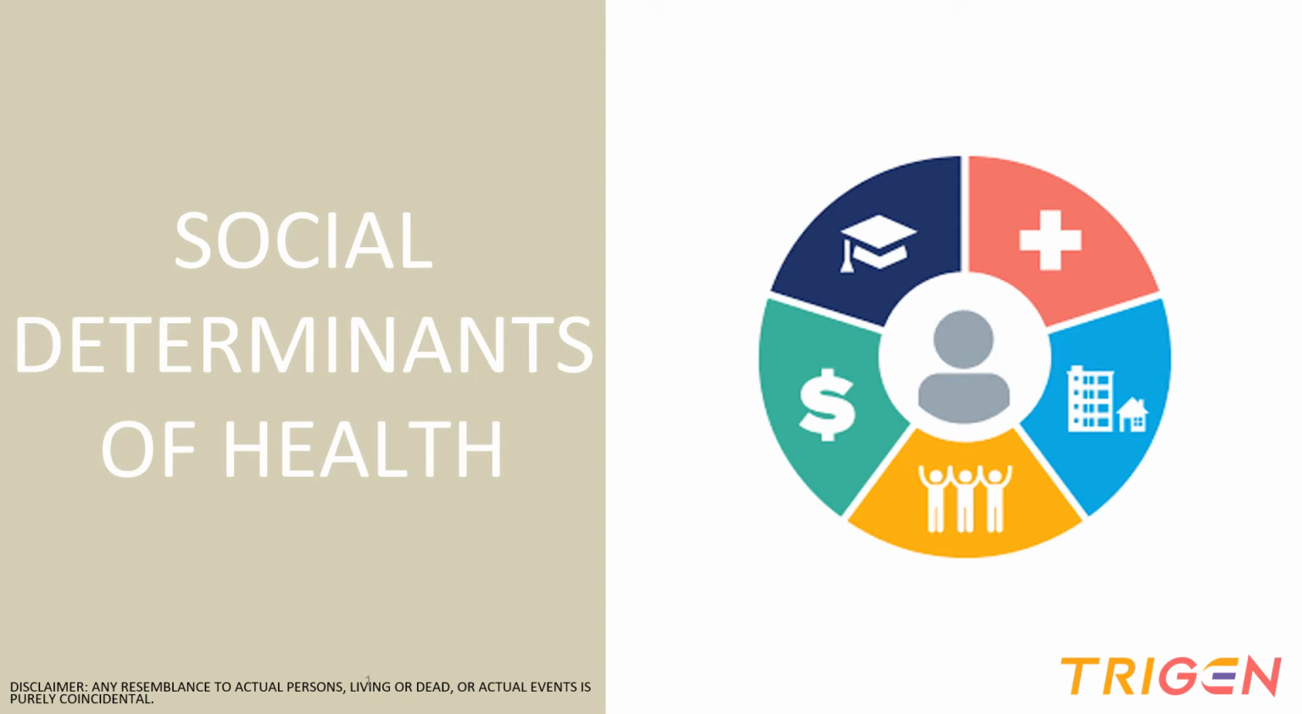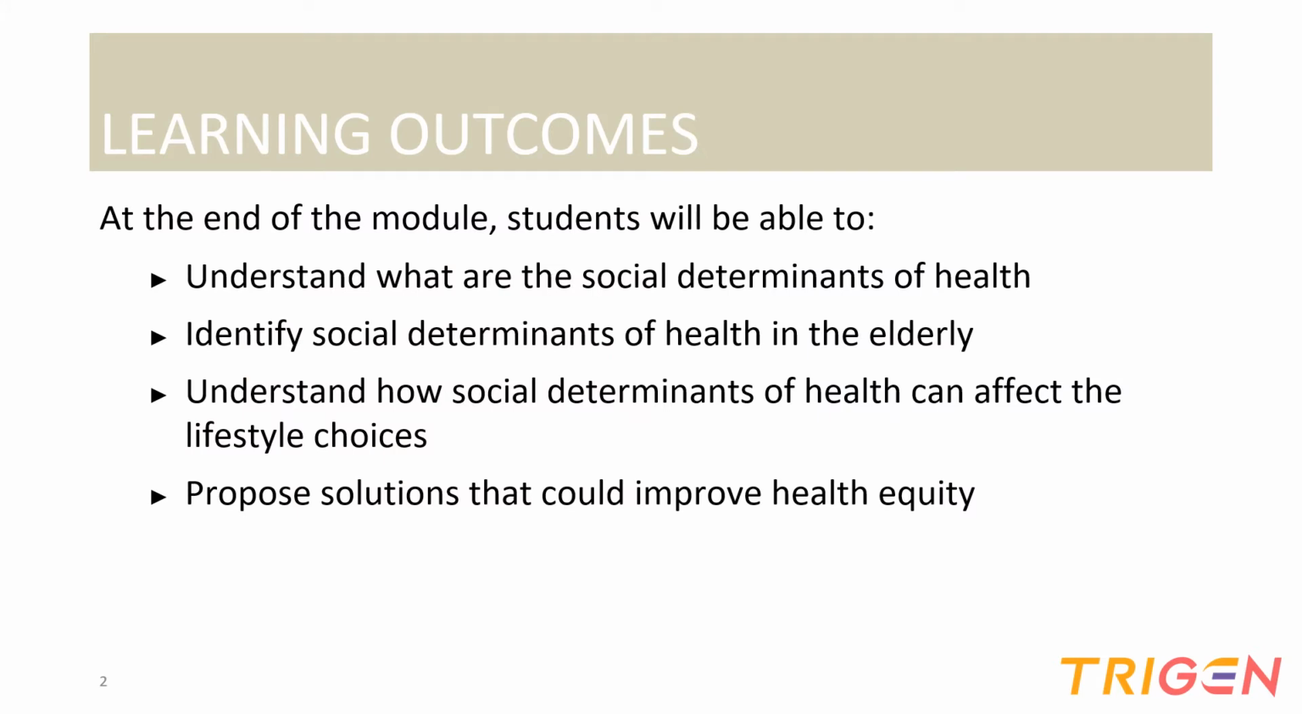Module 5, Social Determinants of Health. Learning Outcomes. At the end of the module, students should be able to: number 1, understand what the social determinants of health are. Number 2, identify social determinants of health in the elderly. Number 3, understand how social determinants of health can affect lifestyle choices. Number 4, propose solutions that could improve health equity.